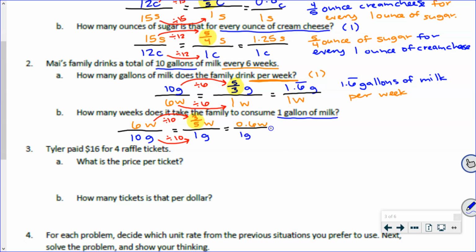So again, let's make this quantitative, this abstract answer. We would instead say 0 and 6/10 of a week, which is a weird way to say a little bit more than half of a week. It doesn't tell us exactly how many days, just 6/10 of a week to go through 1 gallon of milk.